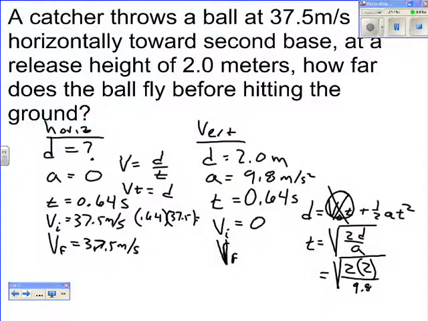All right. So how far does it travel? 24 meters. 24 meters is approximately 72 feet.